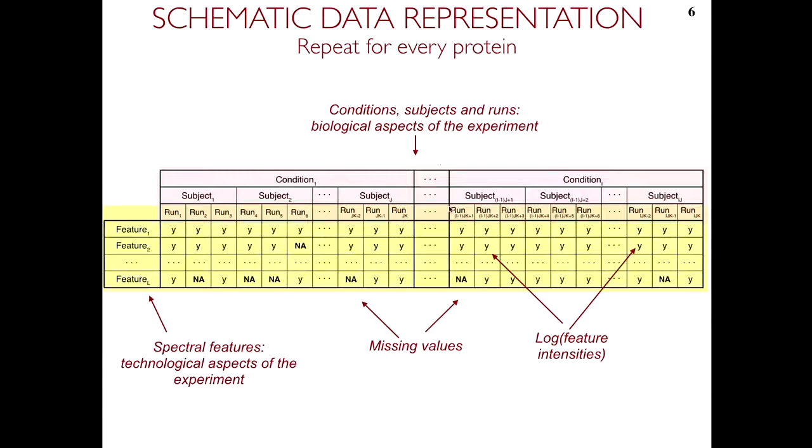The biological aspect of what we're interested in. And then the rows are the technological aspects. So these are different spectral features which all come from the same protein. So in DDA, it will be peptide ions. In SRM, it's transitions of peptides.